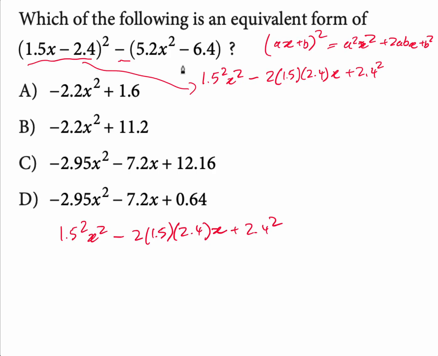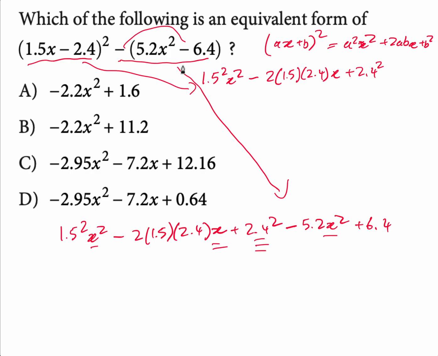Now we're going to bring the second part down here. We break the parentheses, so negative times 5.2x² is negative 5.2x², and then negative times negative 6.4 is a positive 6.4. Okay, so by looking at this, what do we see? We see x squared terms, we see an x term, and then a constant in our equation.